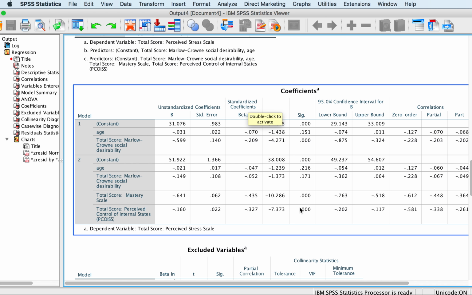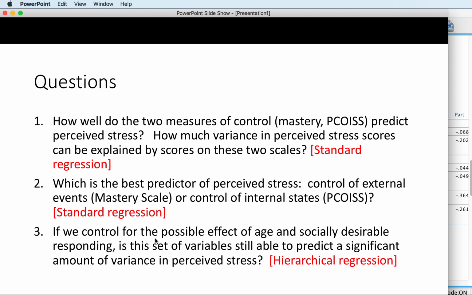So what does this tell you in terms of the moderation hypothesis? We asked whether or not, let's go back. If we control for the possible effect of age and socially desirable responding, is this set of variables still able to predict a significant amount of variance in perceived stress? The answer is yes. And we know that the answer is yes because these p-values right here remain statistically significant even though we've taken these two other variables into account. Okay? All right. That's really the bulk of the finding.